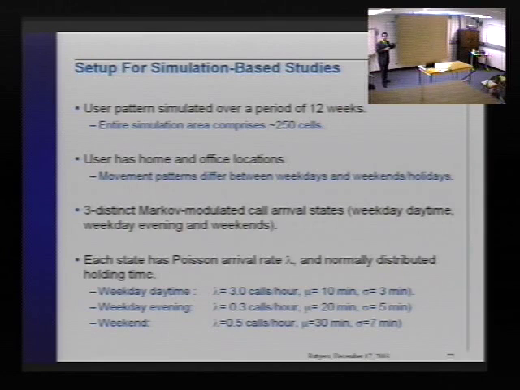I don't want to say too much about this: it's not an NS2 simulation. It's a homegrown simulator, so that might mean it's even more flawed than NS2, but who knows. We did a simulation over a period of 12 weeks with 250 cells, and we followed the predictable user model. You had office location and so on. You followed a path every day, but took slightly different routes, and you had different patterns between weekdays and weekends.